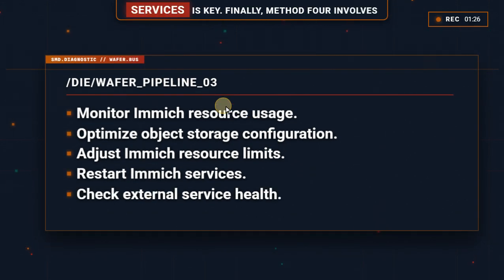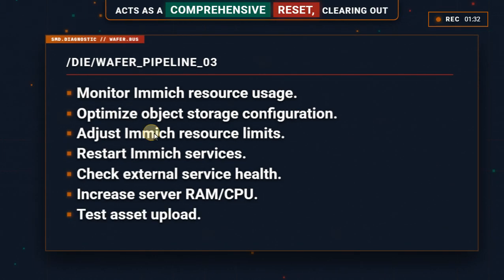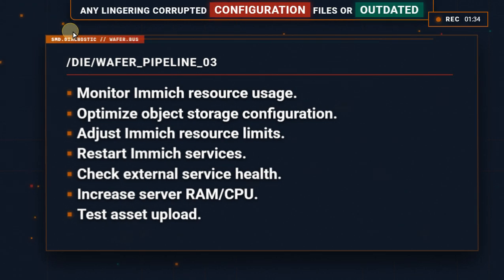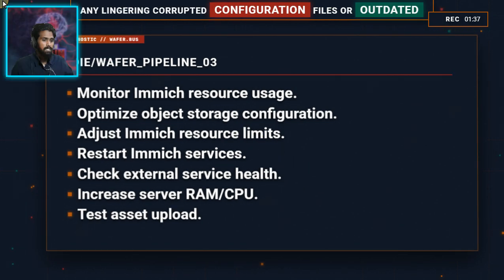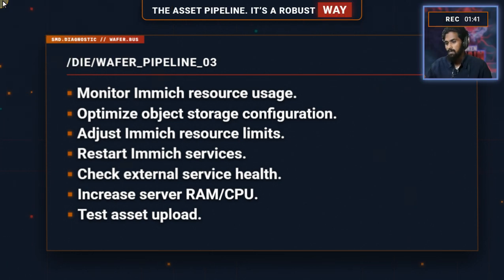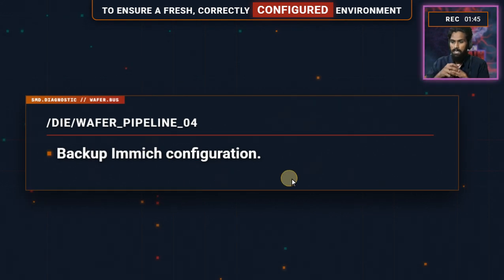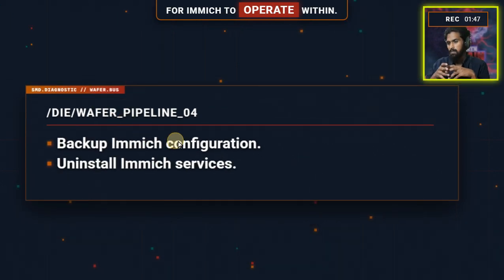Finally, Method 4 involves a clean reinstallation of Immich services. This acts as a comprehensive reset, clearing out any lingering corrupted configuration files or outdated service states that might be silently sabotaging the asset pipeline. It's a robust way to ensure a fresh, correctly configured environment for Immich to operate within.